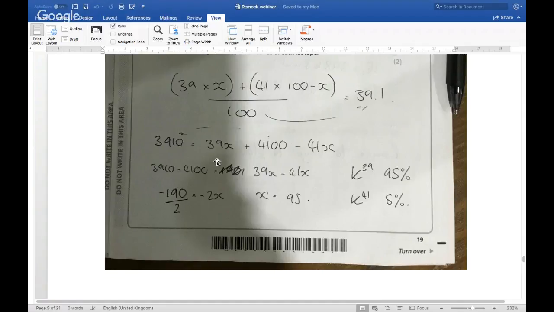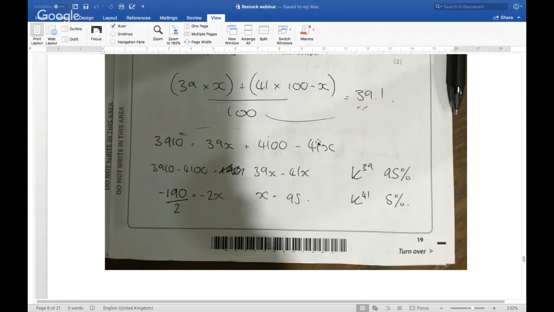39 times x becomes 39x. 41 times 100 is 4,100. 41 times minus x gives me minus 41x. So I'm doing the little expanding inside the brackets thingamabob that you mathematicians do all the time. So add and subtract. Thanks, David.